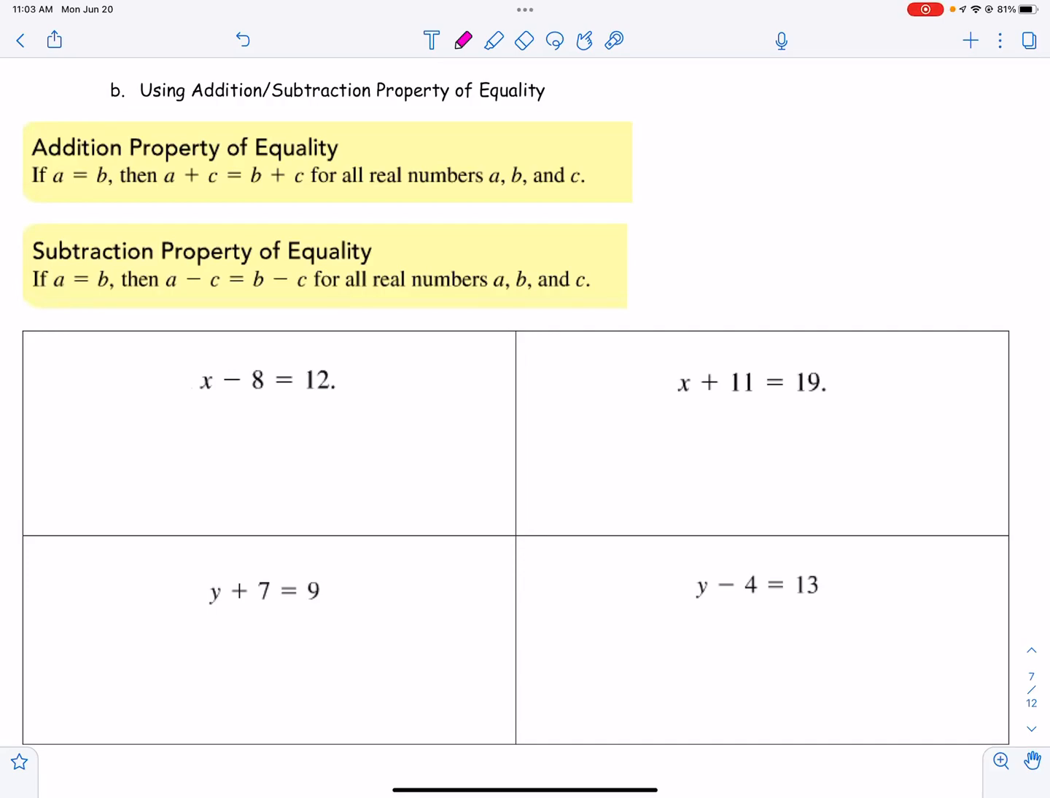All right, the last part in 6.1 is going to be actually solving equations. So we have two properties. We're going to start out with one-step equations. We have two properties that are going to allow us to solve. And I always say when we're solving for a variable, our goal is to get one variable equal to a number. And so we have to learn to undo operations.